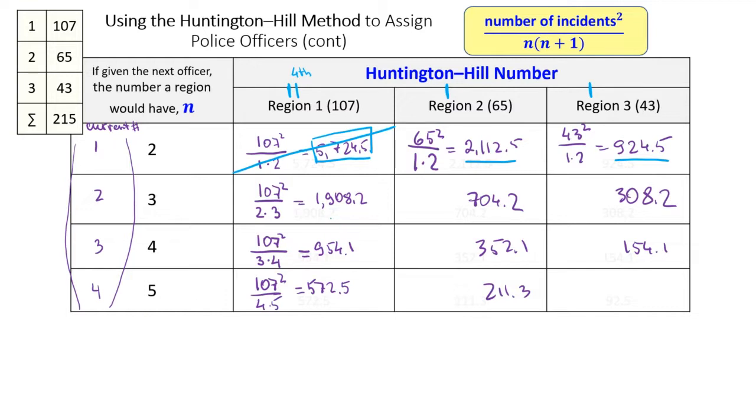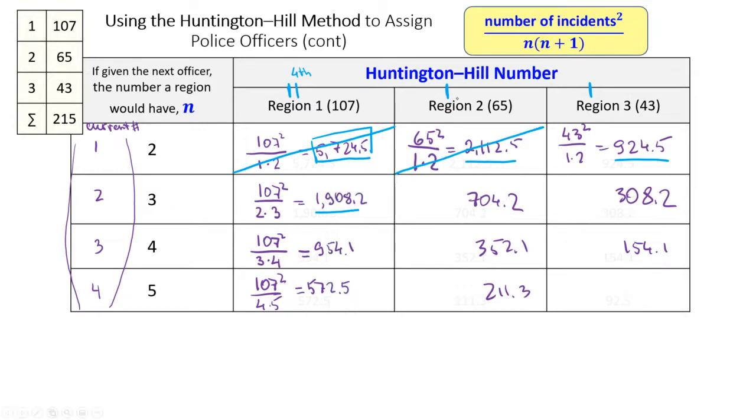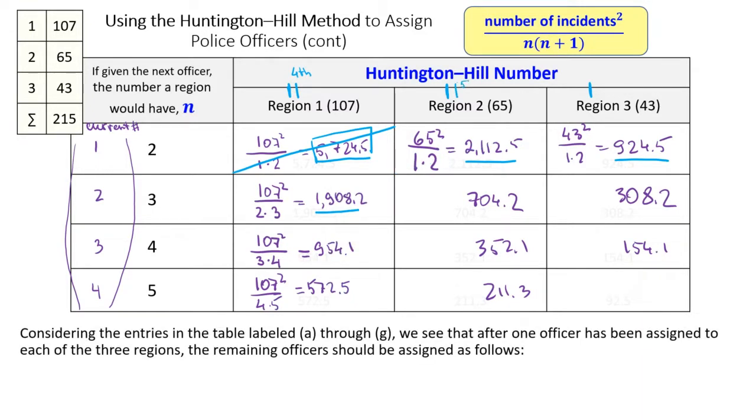Now we look at the other numbers. We have 1,900, 2,100, and 900. Now the second region has the greatest HH number. 2000 is greater than 1000. So the fifth representative goes to region 2. And we cross off the HH number that we have used.